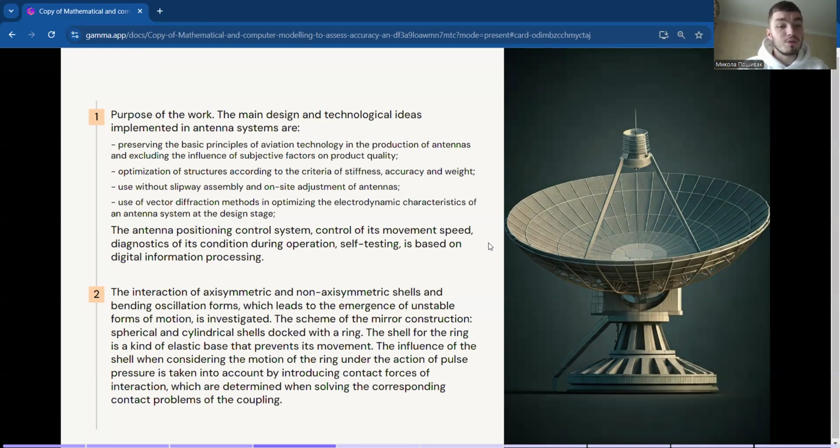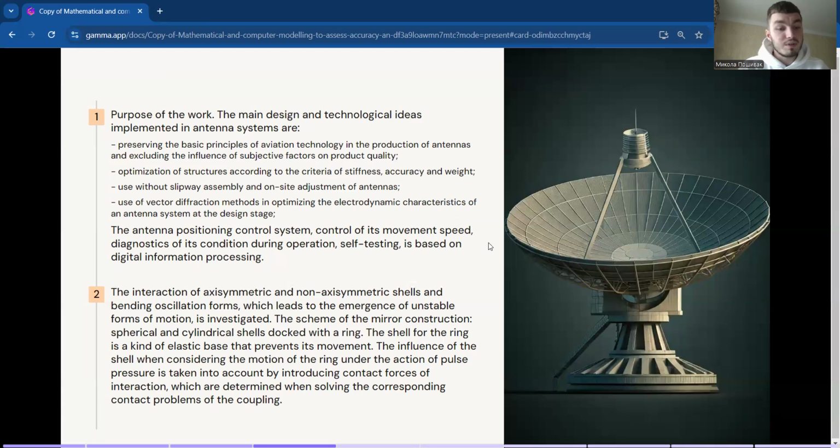The antenna positioning control system, control of its movement speed, diagnostics of its condition during operation, and self-testing are based on digital information processing. The interaction of asymmetric and non-asymmetric shell and bending oscillation form, which leads to the emergence of unstable forms of motion, is investigated.